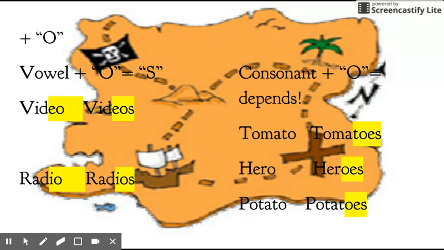So it really depends. Tomato becomes tomatoes, T-O-E-S, hero to heroes, potato to potatoes. Those all add O and then an E and an S. But otherwise, you have to really check in the dictionary as it changes.